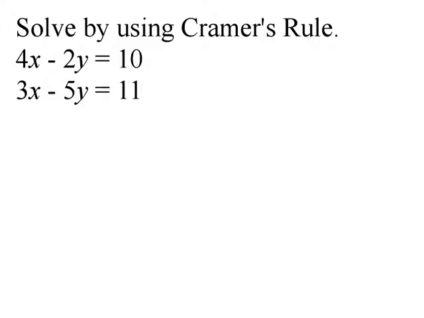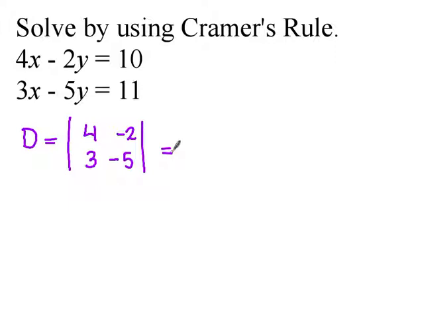So we're going to start by finding matrix D. Matrix D is found by finding the determinant of a 2 by 2 matrix. And so now we need to decide what matrix we are going to use. Well, matrix D is going to be the numbers to the left of the equal sign. So the numbers to the left are 4, negative 2 on the top row. What about on the bottom row? 3, negative 5.